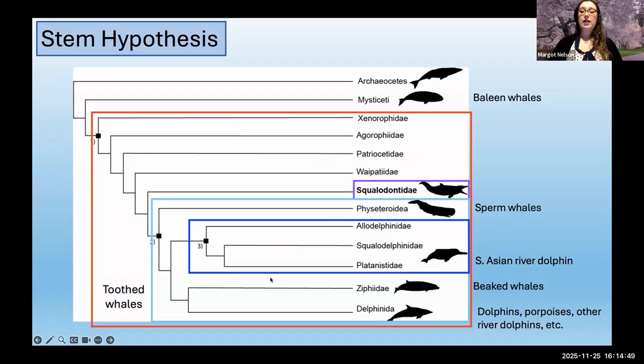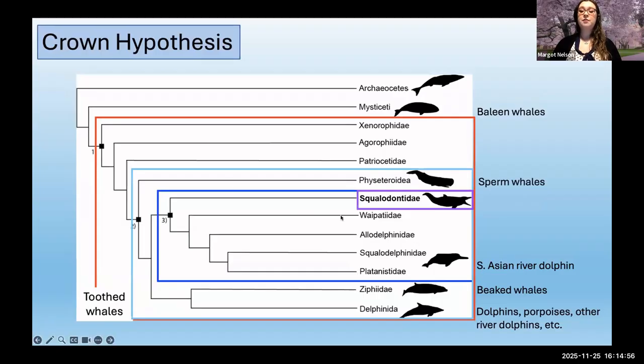But I've highlighted this clade because there have also been hypotheses that the Squalodontidae belong in this blue box, along with some other heterodont toothed whales. And this would then imply that we have three origins of homodonty. So sperm whales here, they have their homodonty. Then the ancestral condition here would be heterodont, and then another evolution of homodonty. And then you would have a third evolution of homodonty here.